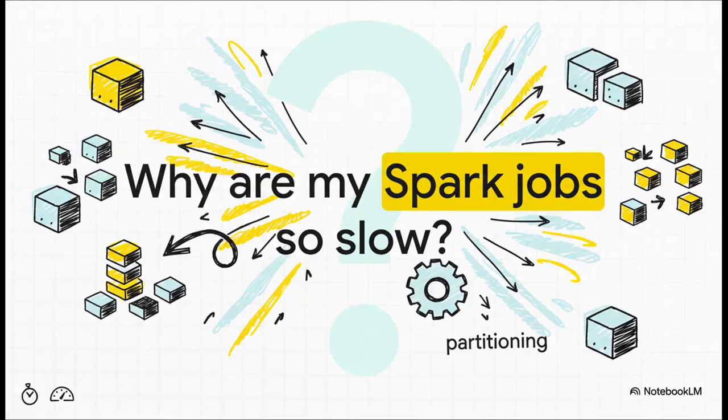This is the question, isn't it? The one every single one of us has asked, staring at a progress bar that just isn't moving. You've written perfect code, you hit run, and then you wait. And you wait some more. So why? Why does this happen? Let's dig in and find out.